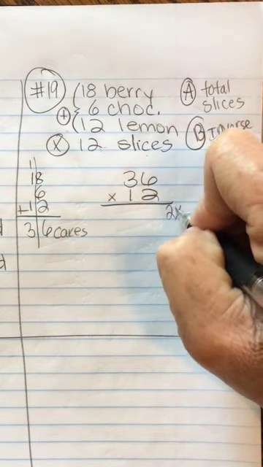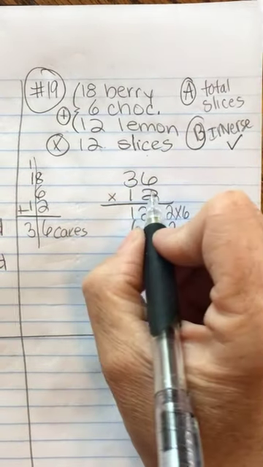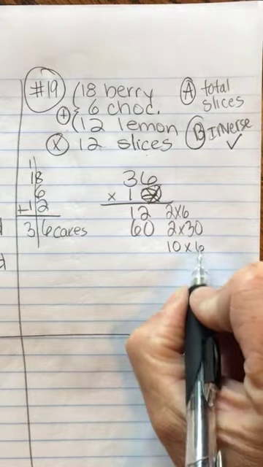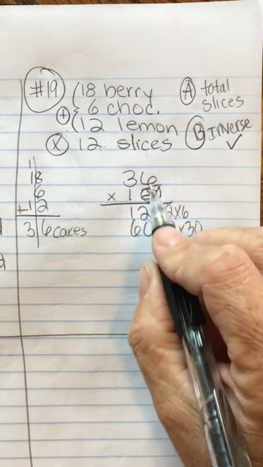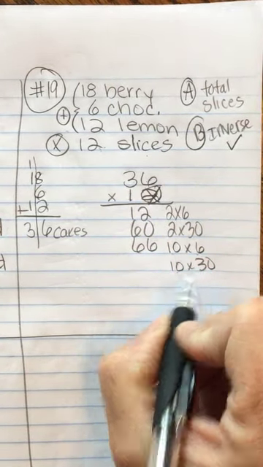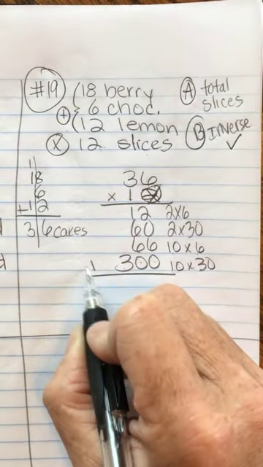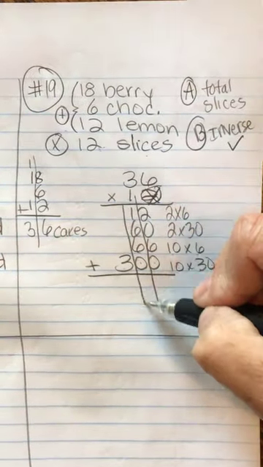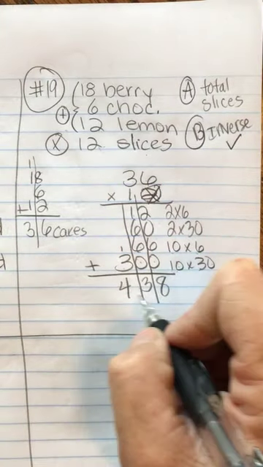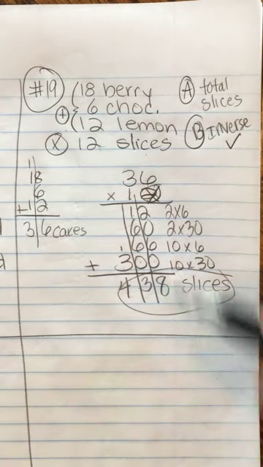It doesn't say which method to use, so I'm going to use the partial product method. We have 2 times 6 is 12. 2 times 30 is 60. I'm done with my 2. Then we have 10 times 6 and then 10 times 30. So 10 times 6 is also 60 and 10 times 30 is 300. 10 times 10 is 100. Add those together. We get 8, 12, 13. 3 plus 1 is 4. 438 slices. Now I need to do the inverse operation to check my addition.